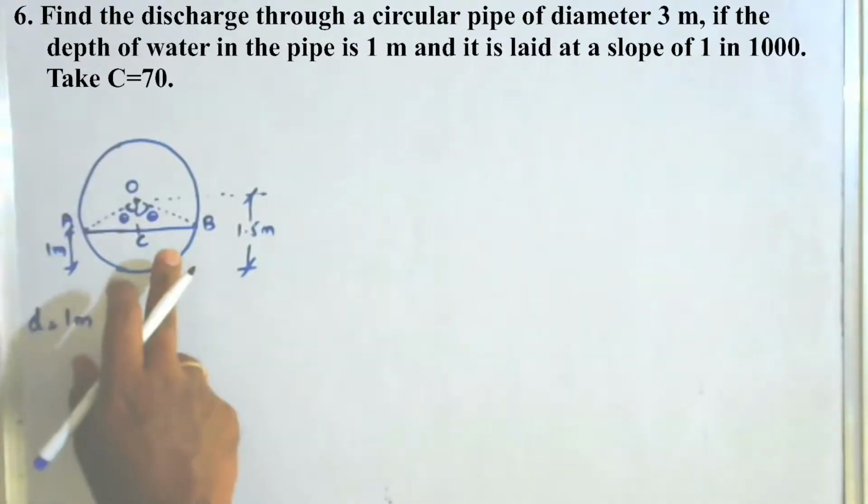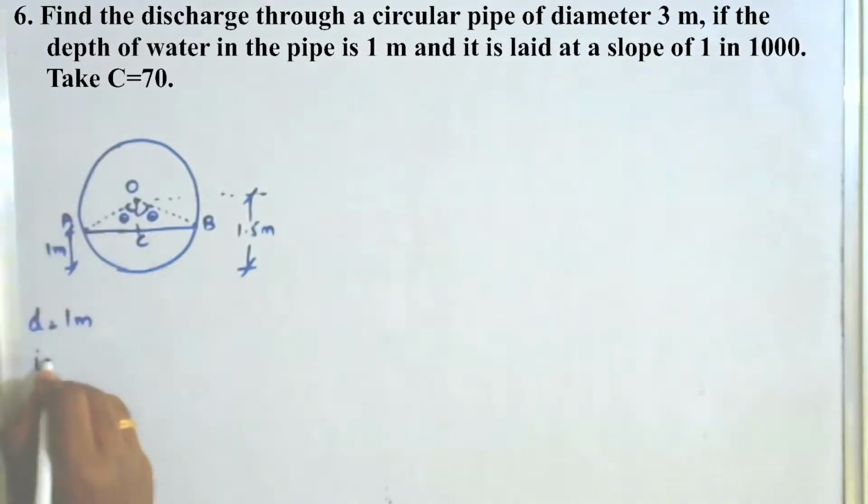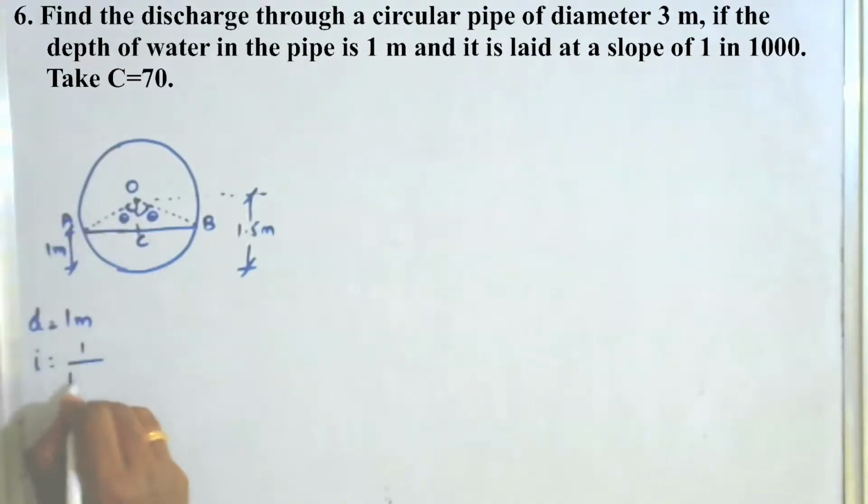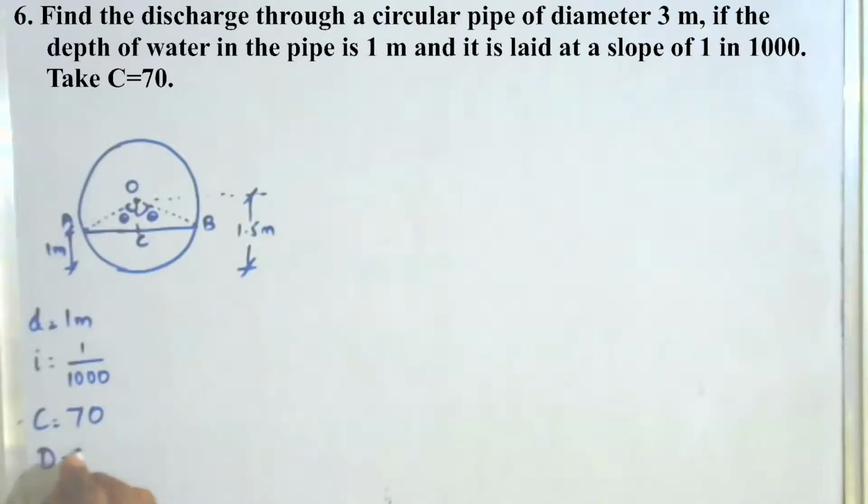So what else has he given? Slope value is given, I is equal to 1 in 1000. C value he has given as 70. The diameter is 3 meter. Capital D I take as 3 meter. Radius is 1.5 meter, that is 3 by 2.